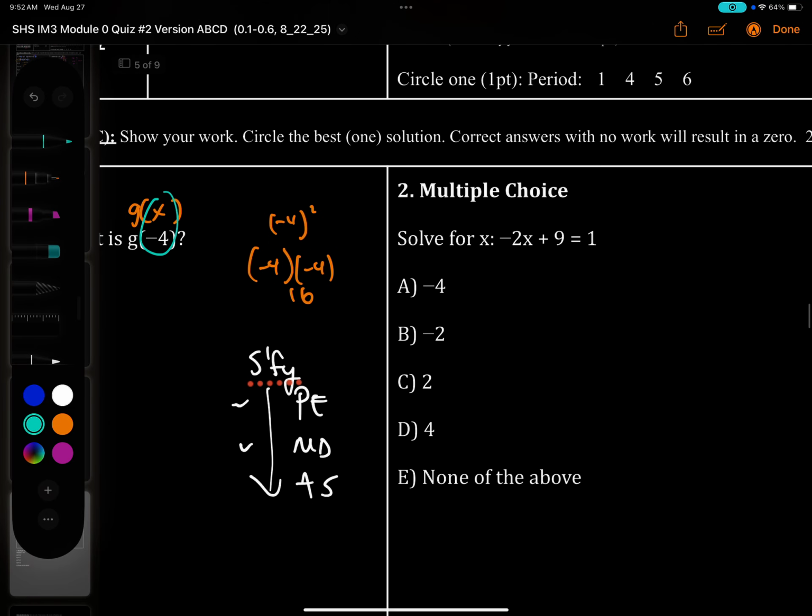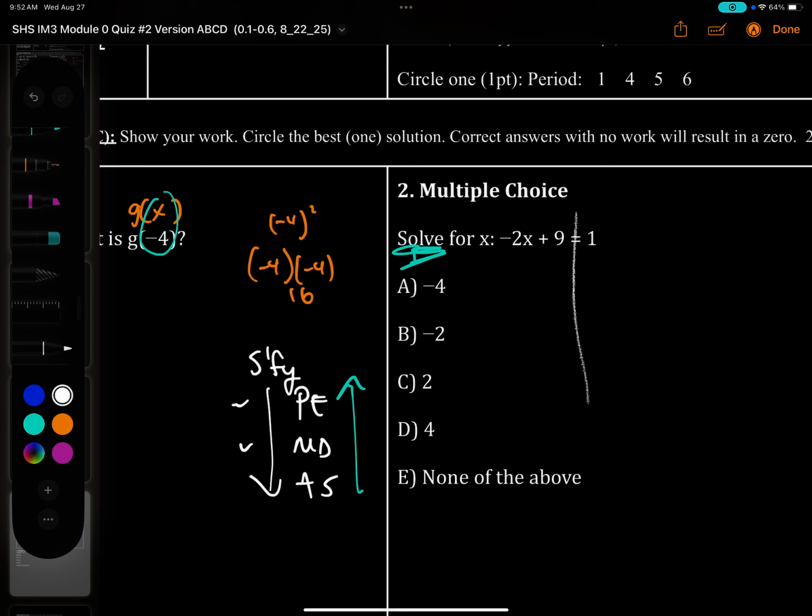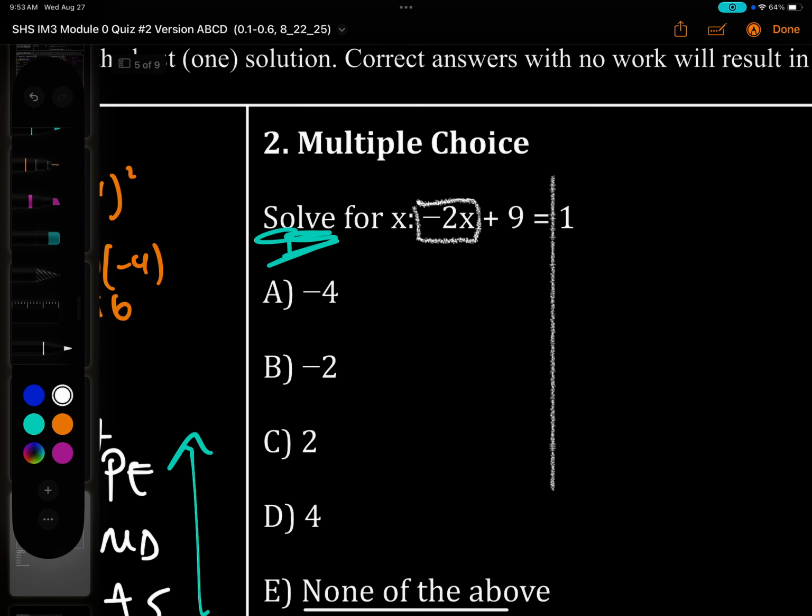B, you are solving, so you're going to work your way up. Let's go ahead and just draw a line down. And then remember, think of this one as a chunk. So we're going to do addition and subtraction first. So -9, doing the opposites. Bring this down, -2x equals -8.